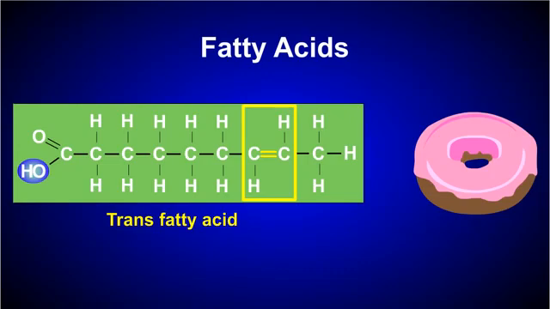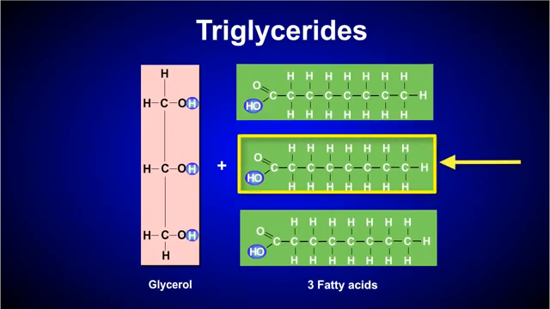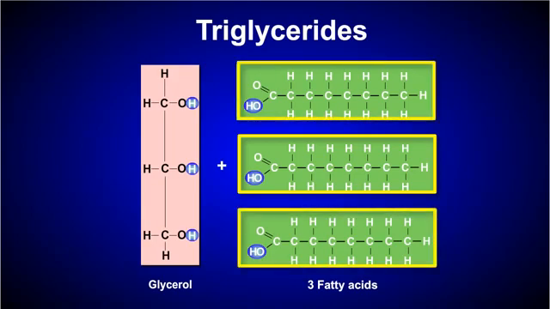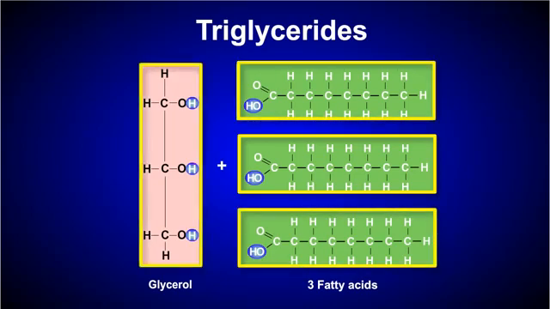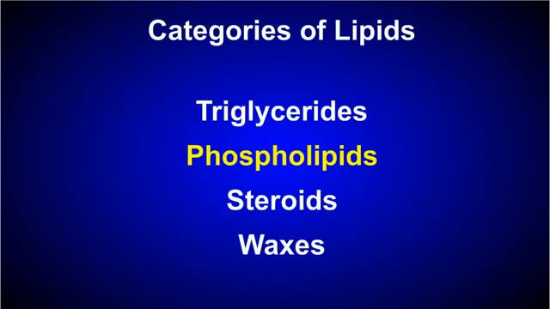Now that you understand a little bit about fatty acids, let's zoom back out and look at how the triglyceride subunits fit together. Remember, a fatty acid is only a small part of a triglyceride. To become a triglyceride, three separate fatty acids have to bond with a glycerol molecule through the process of dehydration synthesis. Let's move on to the next category of lipids, which is phospholipids.